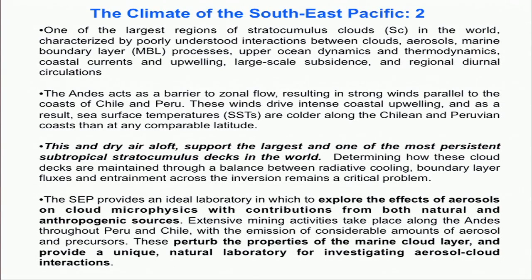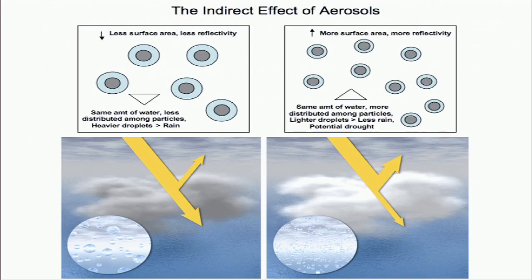And we've already mentioned the mining activities, which can actually perturb the properties of the marine cloud layer. And that's one of the many things we wanted to look at. So let's just remind you briefly of what happens when radiation interacts with a particle, in this case a spherical water particle. Once the soluble aerosol activates to produce a cloud droplet, you can get two extreme cases.